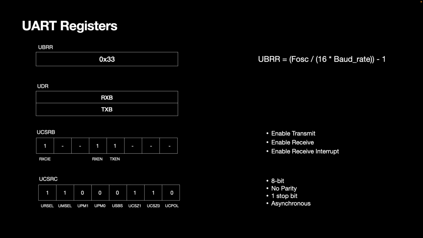UPM0 and UPM1 determine the parity. We are not using parity. The UMSEL bit determines synchronous or asynchronous operation. As we are using USART in asynchronous mode, we have kept 0 in this bit. The UCSRC register and the UBRRH register share the same location. The URSEL bit, that is the USART register select bit, determines which register is being used. If it is 1, the UCSRC register is being read and written. If it is 0, then we are communicating with the UBRRH register.